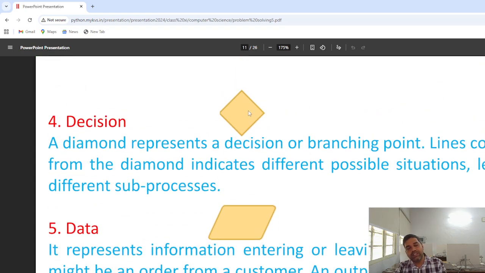In the rhombus, we represent the decision conditions. If A is greater than B, this condition will be written inside the decision box, that is the rhombus. So a diamond represents a decision box or branching point. Lines coming out from the diamond indicate different possible situations. For the decision taken in the if condition which is used in the diamond, there will be two outputs, either true or false. So from the diamond, two branches will come out, one for true and one for false.